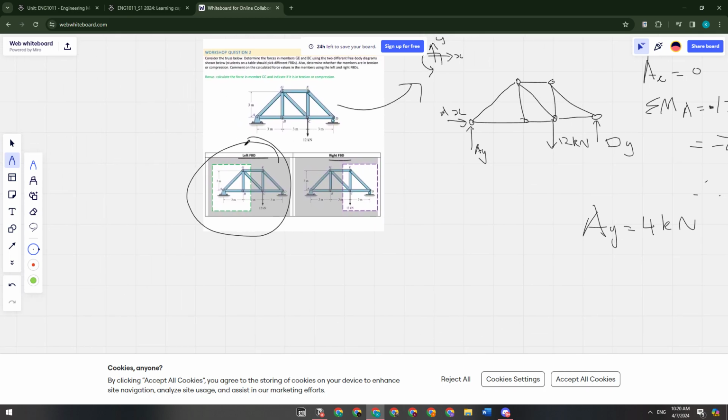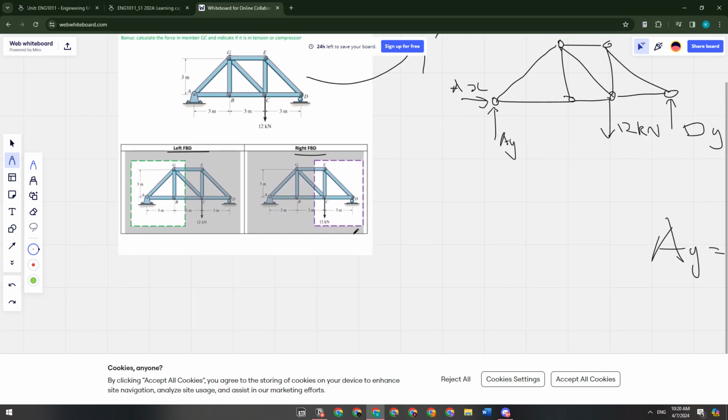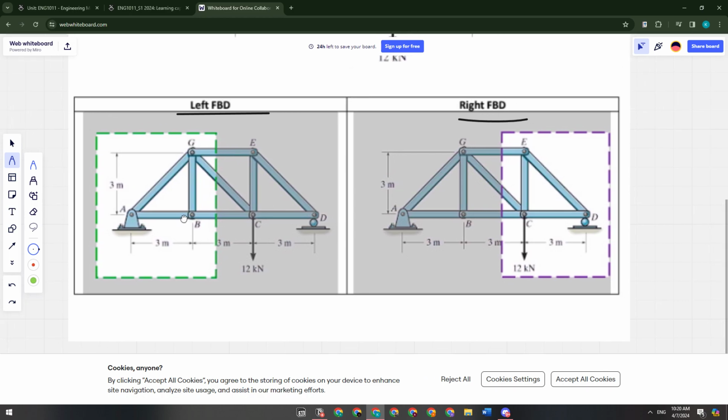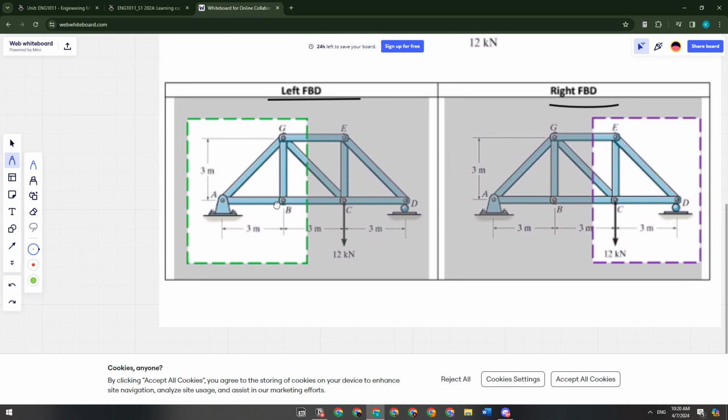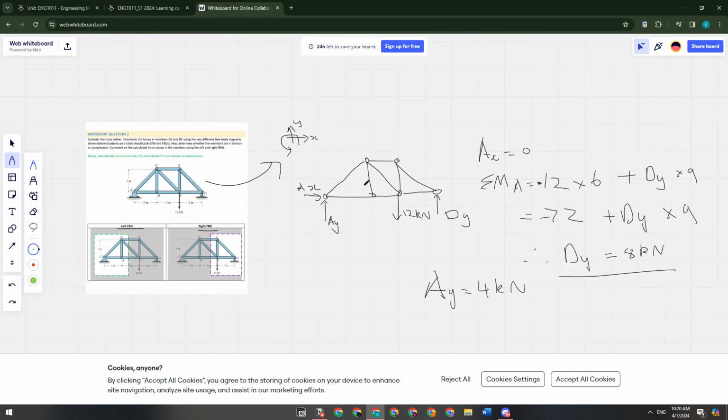Now let's use the left body diagram. You can pick which one you want to do. The reason why I would pick the left one is, I think, because it's easier. I forgot the reasoning, but just trust me. So that's the method of sections here.